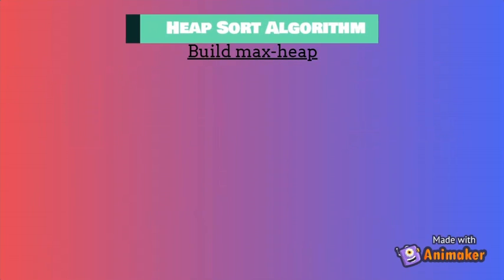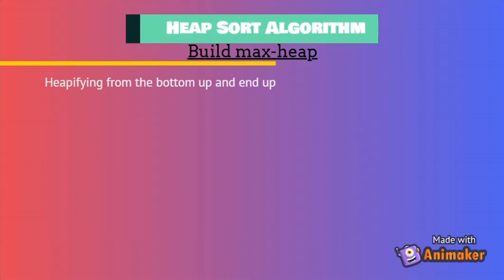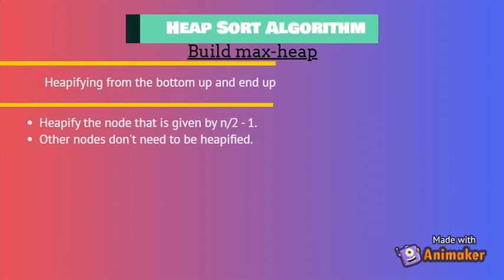Build max heap. To build a max heap from any tree, we can thus start heapifying each subtree from the bottom up and end up with a max heap after the function is applied to all the elements including the root element. In the case of a complete tree, the first index of a non-leaf node is given by n divided by 2 minus 1. All other nodes after that are leaf nodes and thus don't need to be heapified.